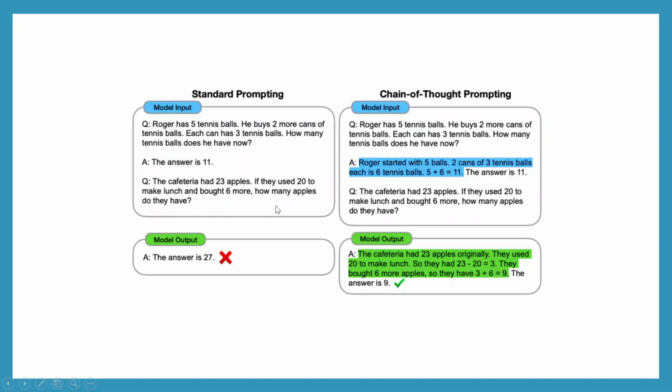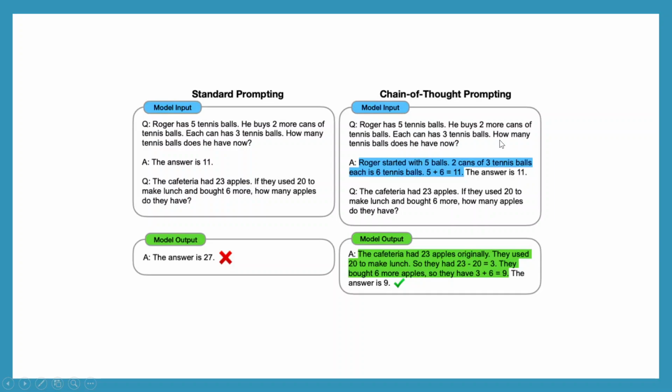Let's understand this figure. This is standard prompting. Roger has 5 tennis balls. He buys 2 more cans of tennis balls. Each can has 3 tennis balls. How many tennis balls does he have now? The answer is 11. The next question: the cafeteria had 23 apples. If they used 20 to make lunch and bought 6 more, how many apples do they have? So it will directly give the answer 27, because we have not used the linking chain in between these two questions. So this answer is wrong.